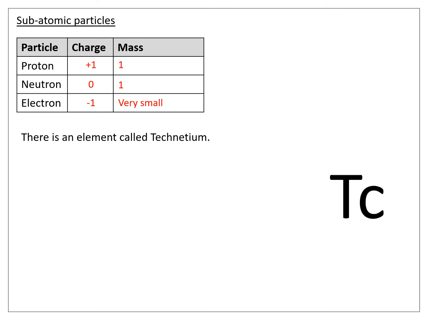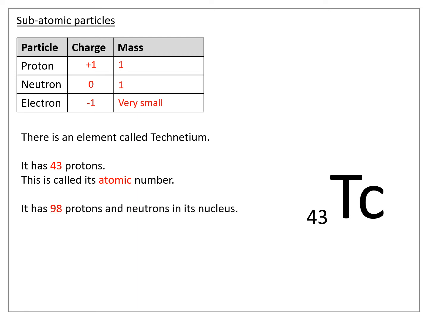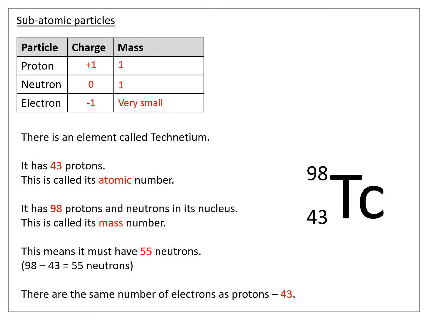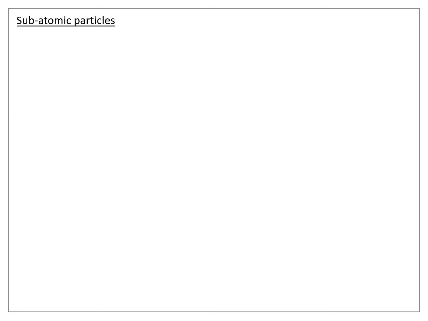So let's look at this element, technetium. Now, technetium has 43 protons, and that number there is called the atomic number. It has 98 protons and neutrons in its nucleus. This is called the mass number, the 98. That's the mass number, the number of protons and neutrons. So this means it has 55 neutrons, because 98 minus 43 gives me 55 neutrons. Now, there are the same number of electrons as protons, so there are 43 electrons.